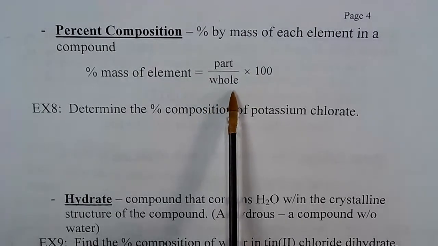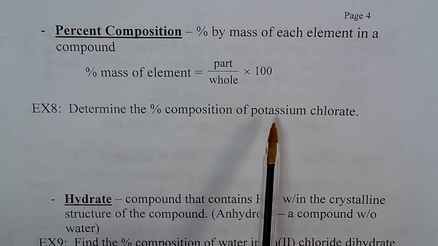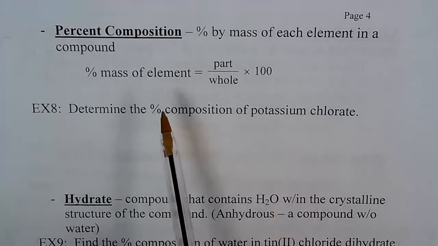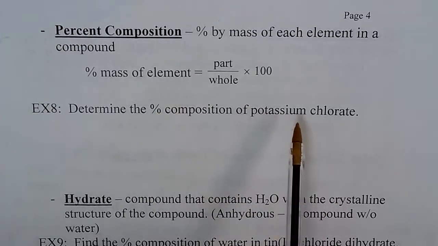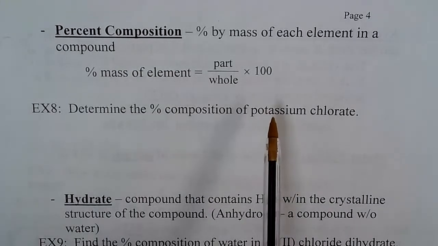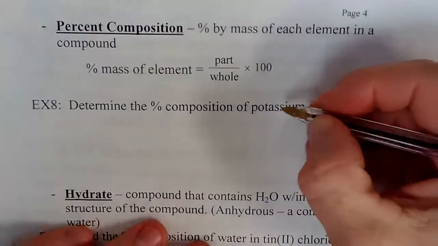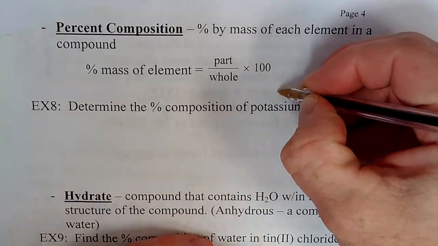Now, you can be asked to find the percent composition of a specific element in a compound, or if you're told to do the percent composition of the entire compound, you'd find a percentage of each element present in the compound. Okay, first step for this problem is going to be figuring out what potassium chlorate even is.